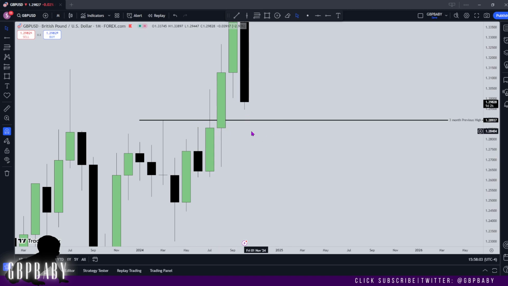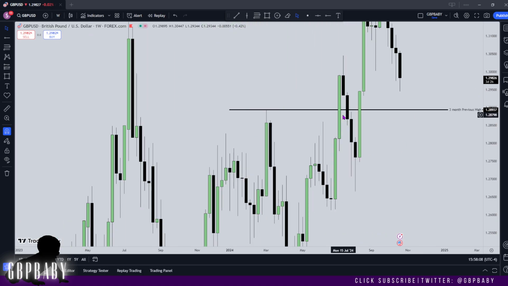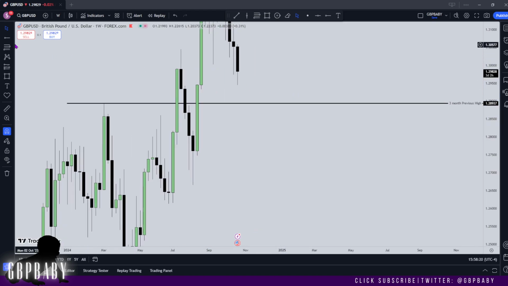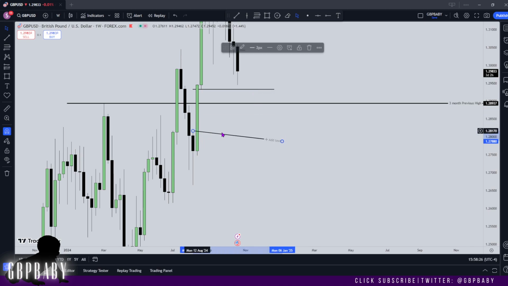However, there's no imbalances. And ideally, I like to have an imbalance to work towards. And then on the weekly, voila, we have a beautiful imbalance between this high and this low that we can use as a target for price to attempt to fill. So let's get that marked out. Now, this is a massive fair value gap, so I'm not going to mark it out because, like I said, I don't like large boxes, but I will mark out the high and I will mark out the low.